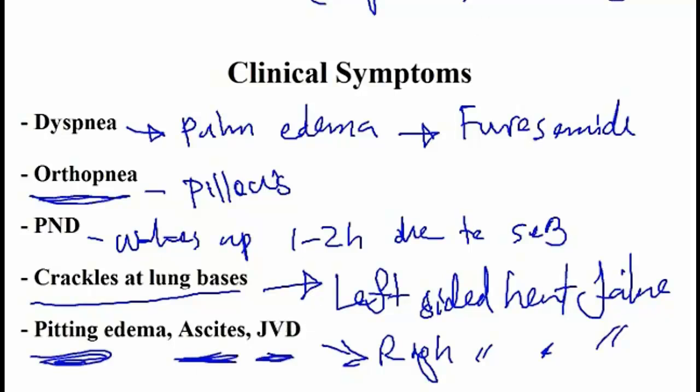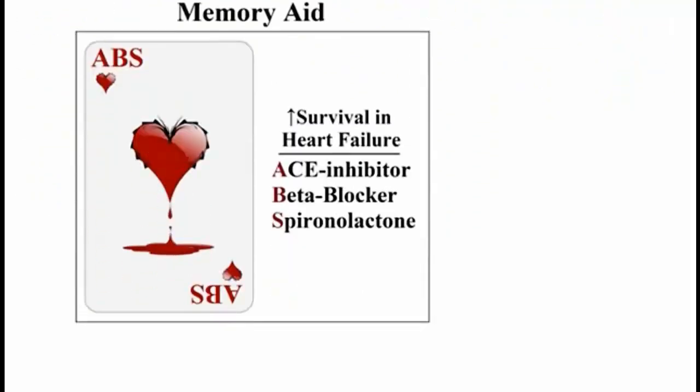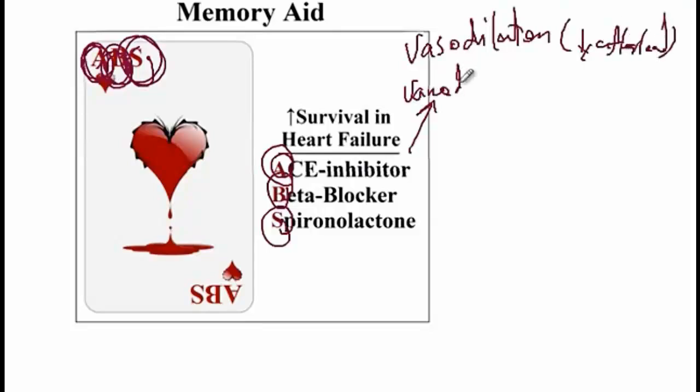Now, there are medications that you can use to increase survival in these patients, and here I have provided you with a mnemonic for that. So these medications include ACE inhibitors, beta blockers, and spironolactone. So what the ACE inhibitors do is that they cause both vasodilation, which decreases the afterload, and venodilation, which decreases the preload. So by both of these mechanisms, ACE inhibitors will decrease the work of the heart and increase survival in these patients.